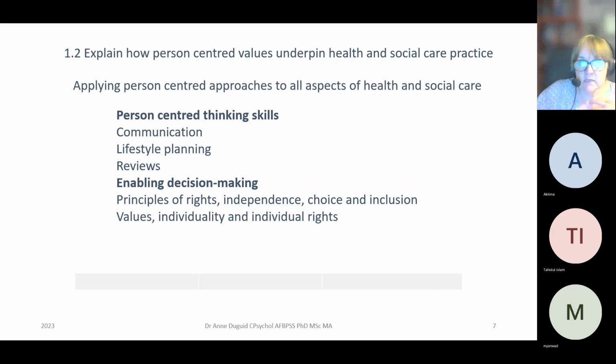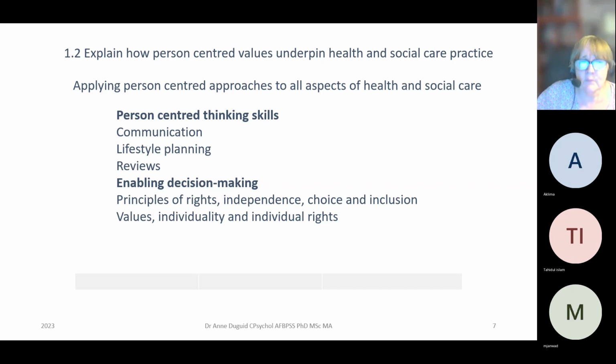And the values of individuality. Okay, we're going to have to think about what are the values that underpin decision making. That's whether that's what the person's values are, what our values are, because our values might even be in conflict with the person that we're working with. But in this context, that person's values override ours.